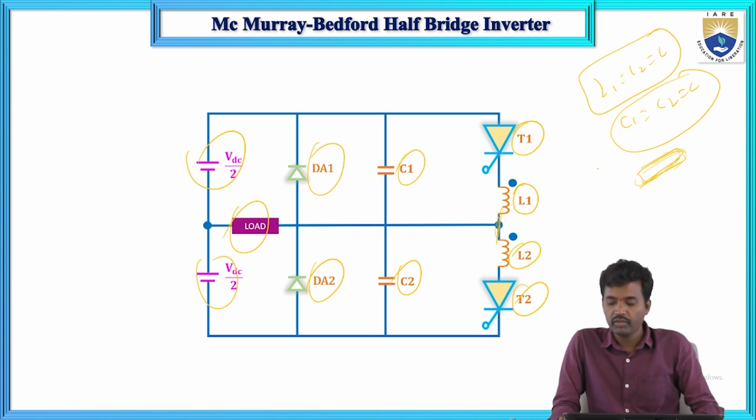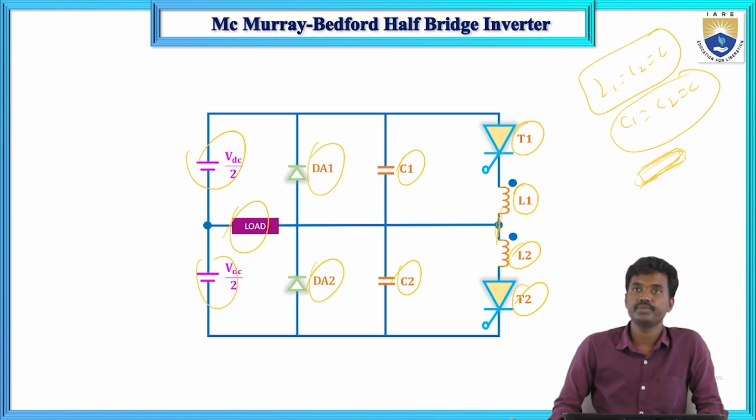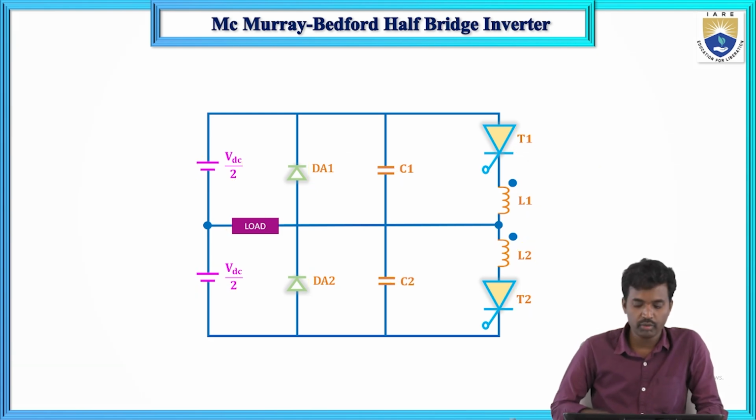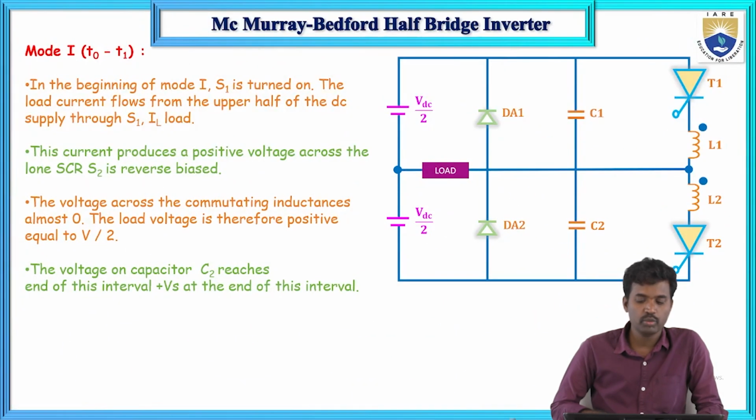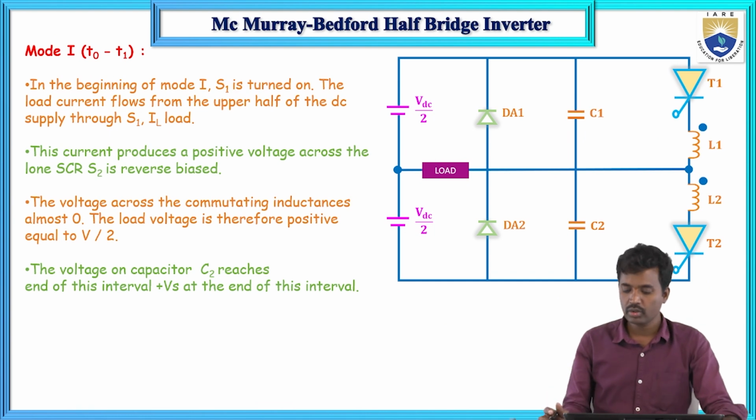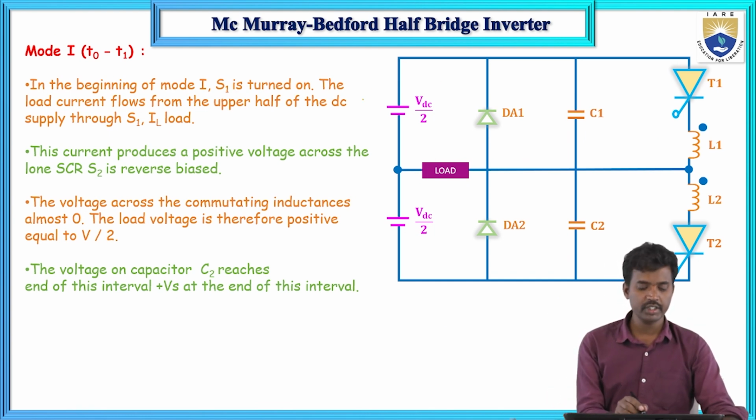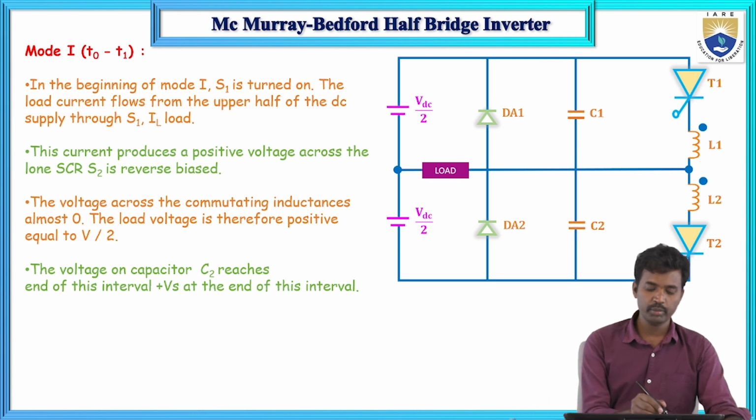Now what will happen? Mode 1 operation. It operates in four modes. In the first mode of operation, first T1 is turned on. T1 means S1 here indicates T1. So T1 will be turned on, and that is the case.